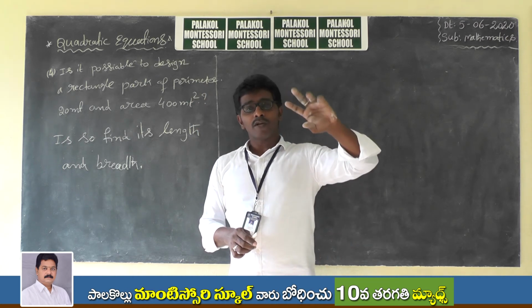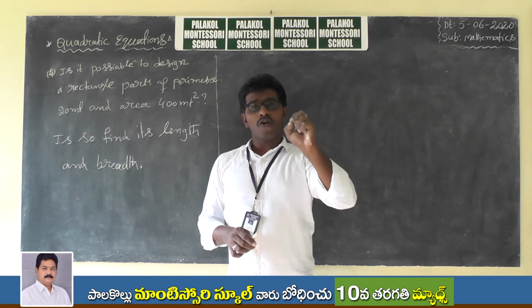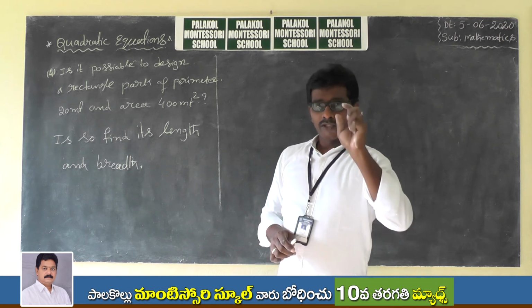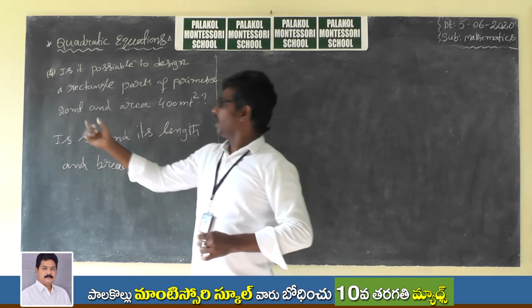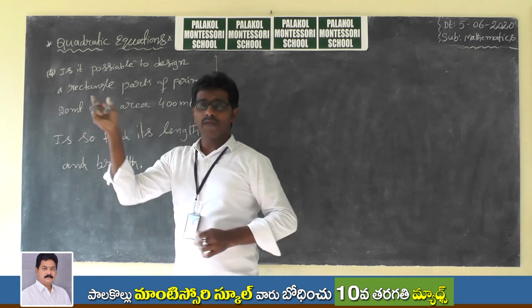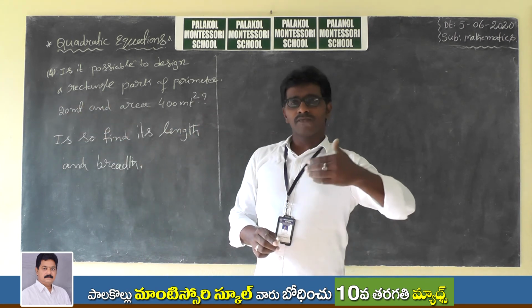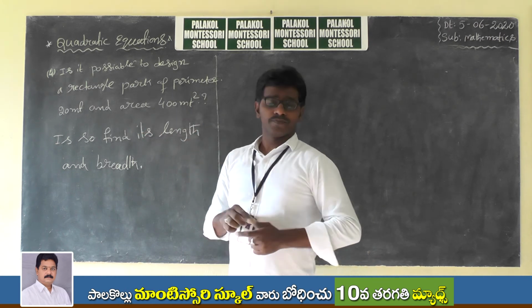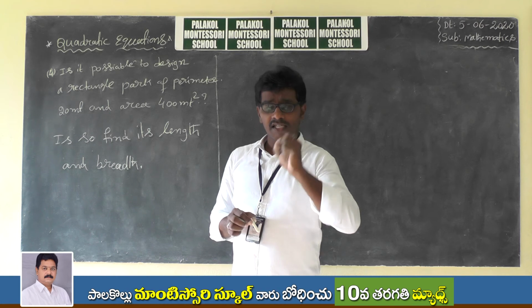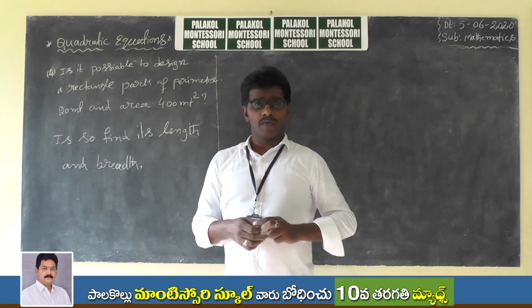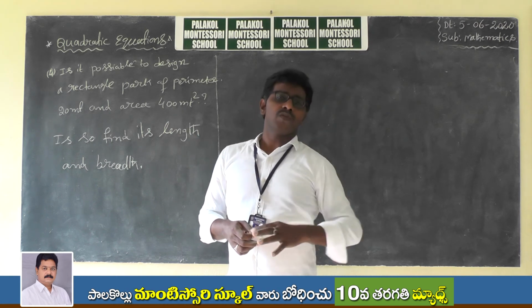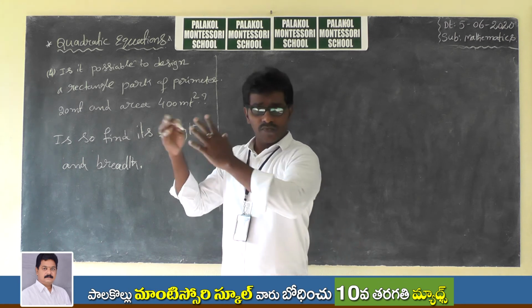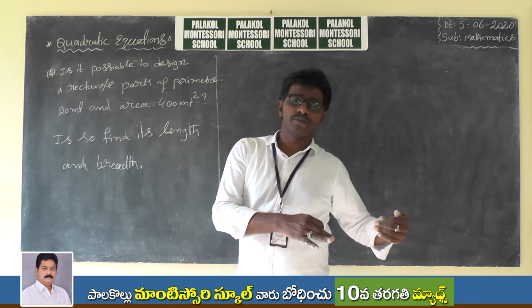What is the perimeter of the rectangle? 2 of L plus B. So 2 of L plus B is equal to 20. You simplify that and get the L plus B value. Next one, the area is there. How much area is here? 400 meters square. So LB is equal to 400. That's equation 1, this is equation 2.